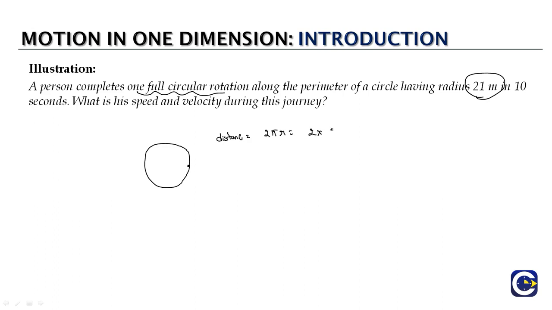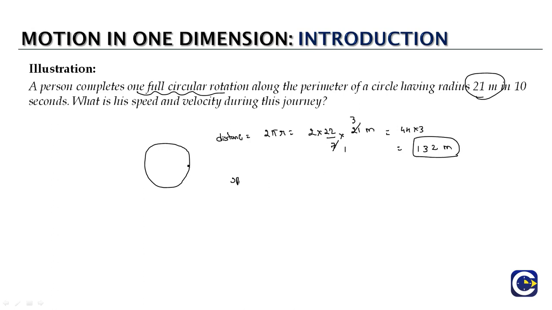So 2 into, in case of pi we can take it as 22 by 7 into r value, radius of the circle is given as 21 meters. So 7 ones are 7, 7 threes are 21. So what we have is 44 into 3, which is equal to 4 threes are 12, and 132 meters. This is the distance covered.